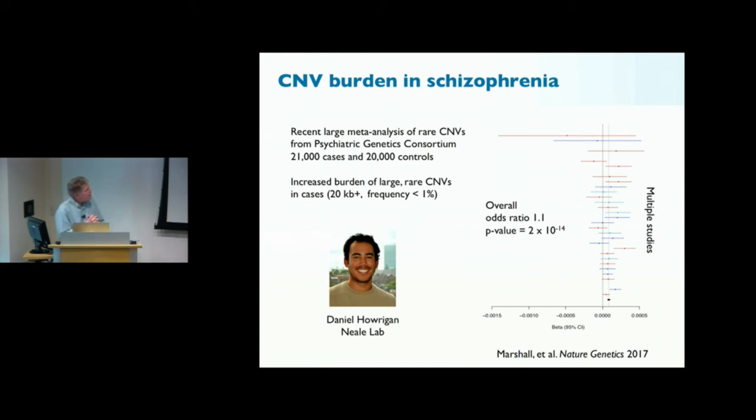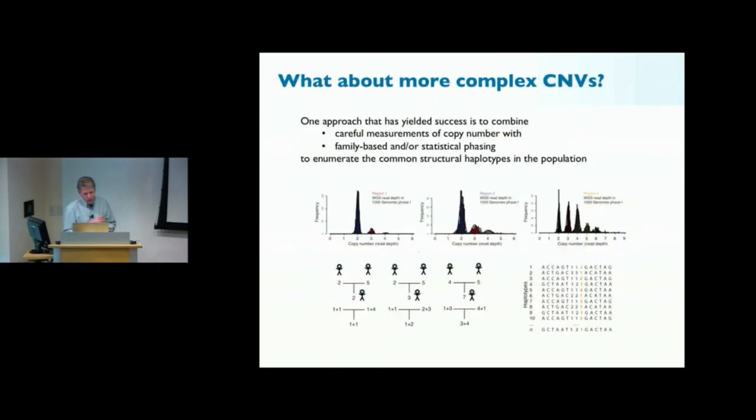Probably the most extensive study on this, at least that I know of to date, was done by Christian Marshall and Daniel Howrigan here at the Broad. They looked at 41,000 people in the PGC, and they found that across multiple studies, they got an overall odds ratio for this CNV burden of 1.1 and a significant p-value. So that's the story of CNVs and schizophrenia.